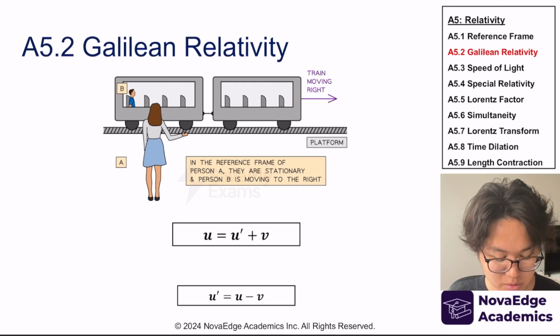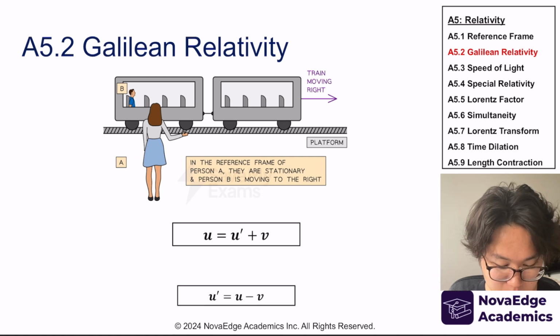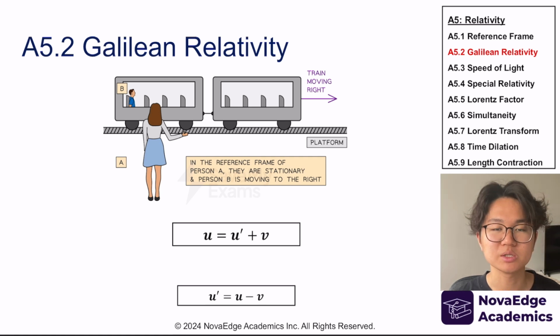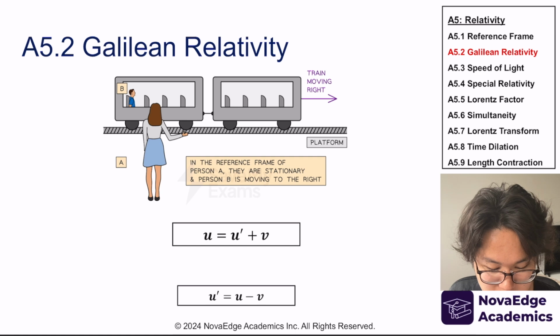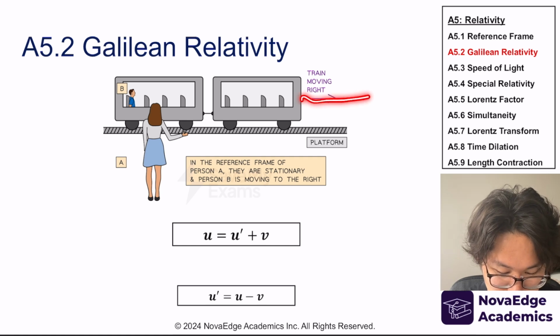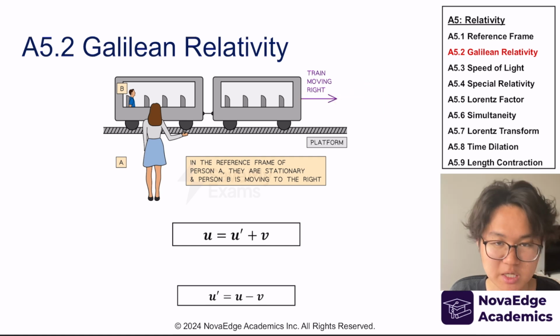Which gets into the core of Galilean relativity. Galilean relativity essentially just bridges different frames of reference so that we can do math quite easily. It's basically saying, if the train is moving this way and something else happens, what's the velocity of it relative to someone else, or relative to someone's point of view?